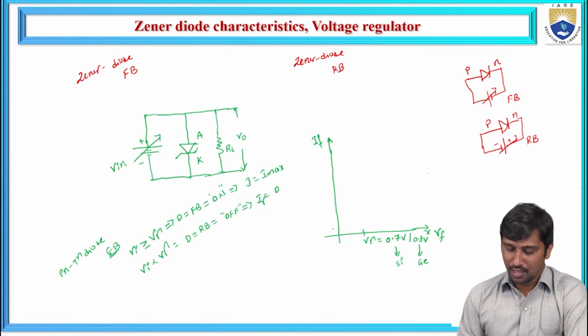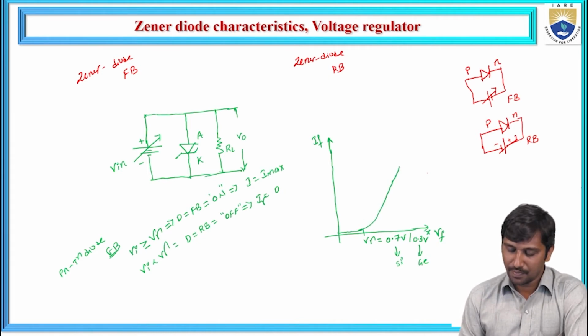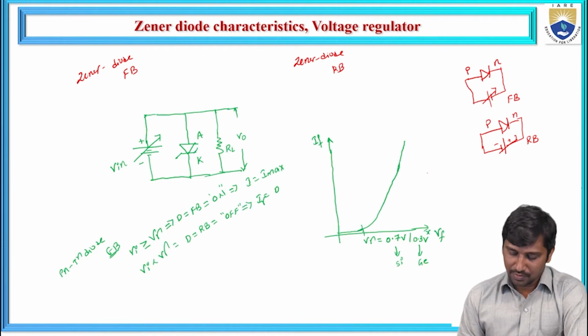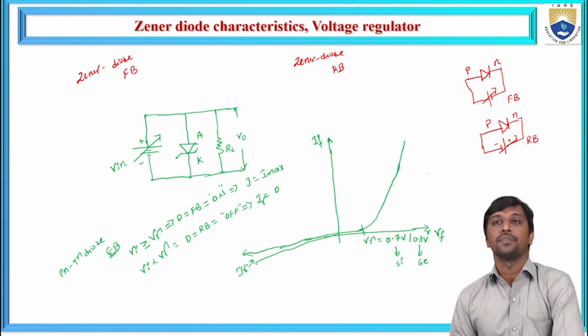At this point, when your applied input voltage is equal to or greater than this cut-in voltage, only then does the conduction rate increase, and hence the current increases exponentially under this forward bias. And up to this point, if it is less than your cut-in voltage, there is no current, hence the current is represented as 0. This reverse current is represented as 0.